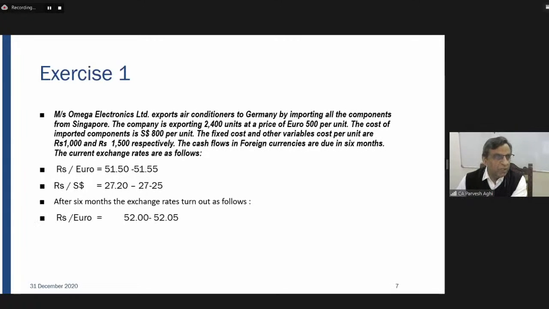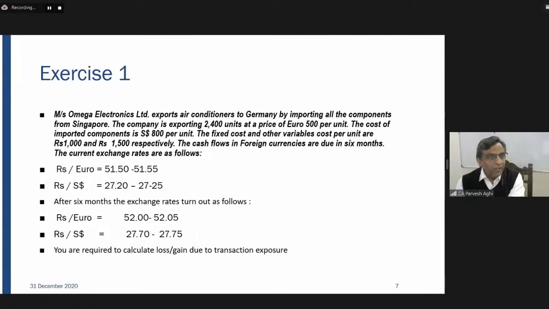So after 6 months, the euro has gone up to 52 and 52.05. You can compare the spot and the current rate, so you find that the euro has appreciated. So this is going to be a positive for your company like Omega. But the Singapore dollar has also appreciated. So that means for all your inputs, you are going to pay more now compared to the rate at which you entered the transaction. So you are required to calculate the loss or gain due to the transaction exposure. We'll understand this question now and we'll solve it.